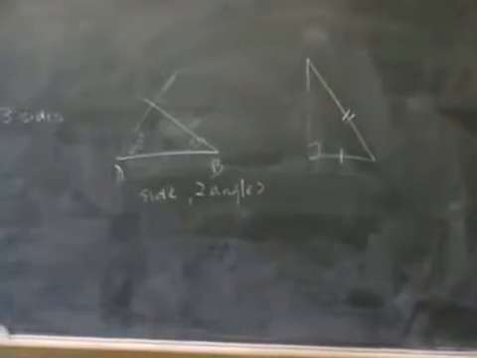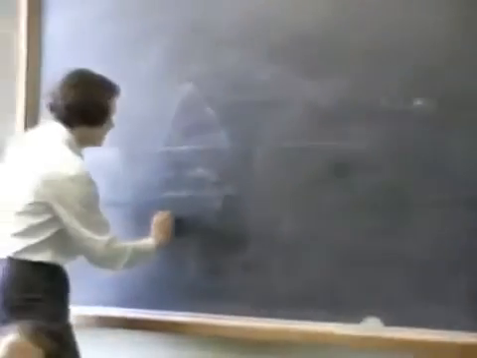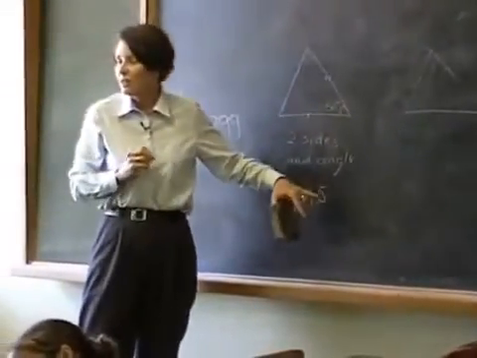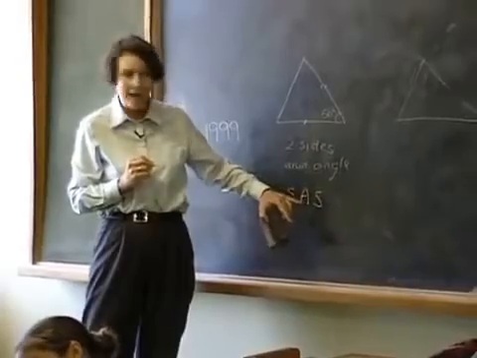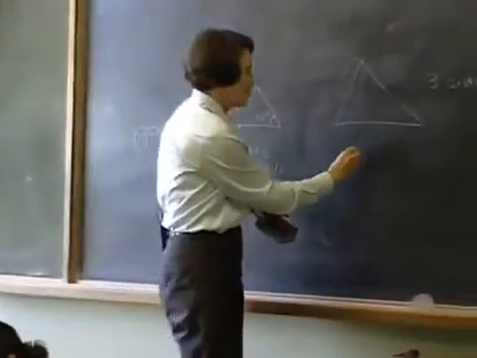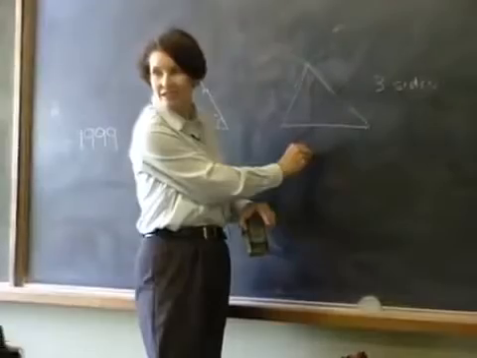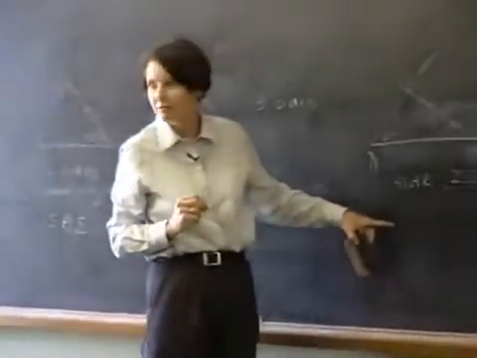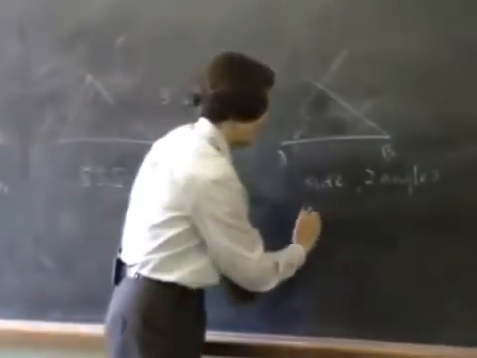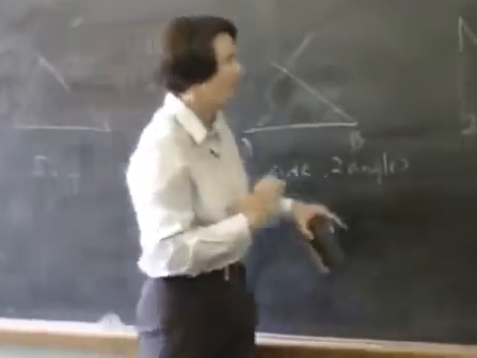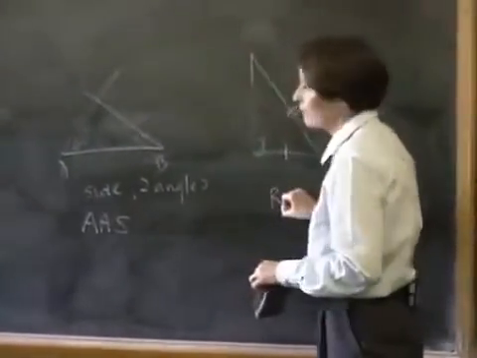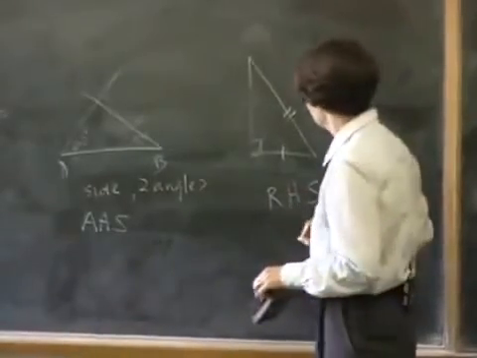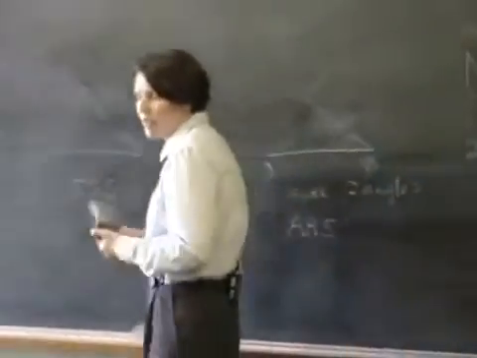All right? So this one is written as SAS, side, angle, side, and the A goes in the middle to show you that the angle has to be between the 2 sides. This one is written as, can you guess? SSS. This one? AAS or SAA. Yep. And the last one is R for right angle, H for hypotenuse, and S for side. All right, doesn't matter which side.